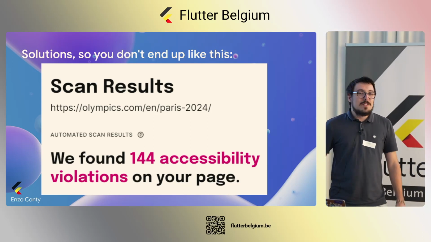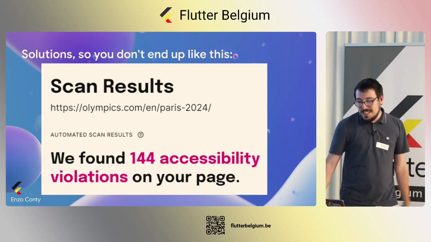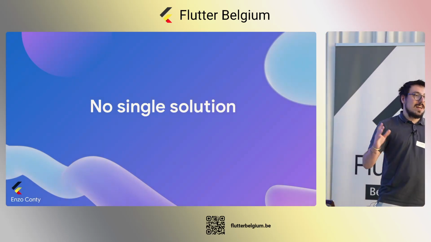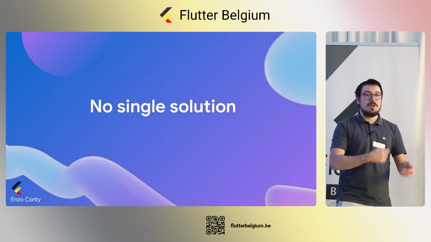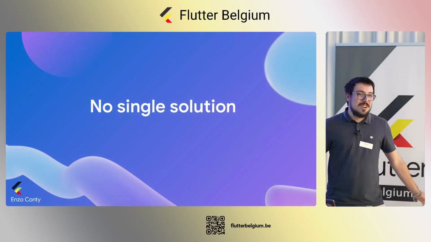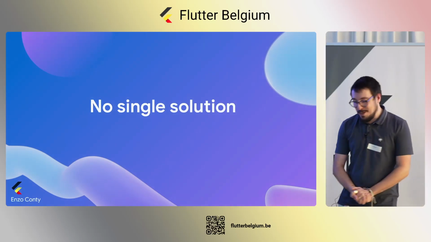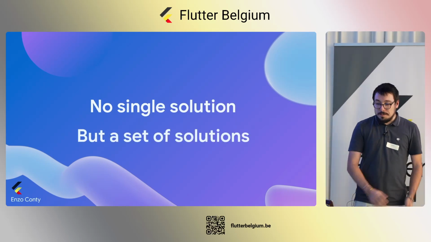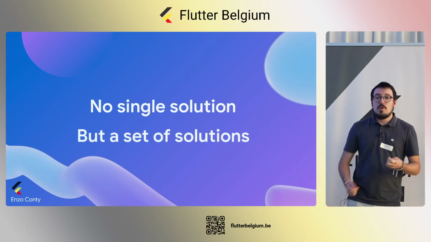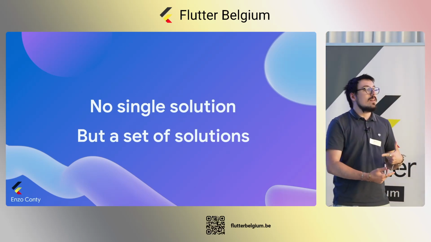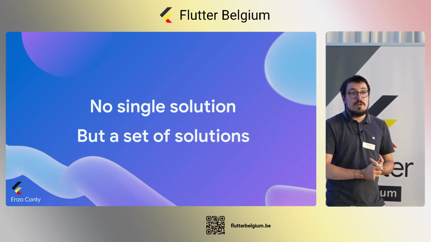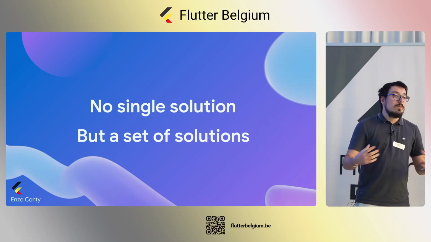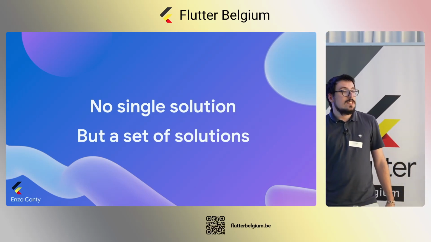And I'm sorry for the ones who think that it's going to be easy. There is no single solution. We just don't have an accessibility package that you import, go in pubspec.yaml, and that's done. No, it doesn't work like this. I'm very sorry. But we have a set of solutions. And that's why I'm going to go over all the main categories of disabilities, and I'm going to speak one by one about what we can do now to facilitate their life.